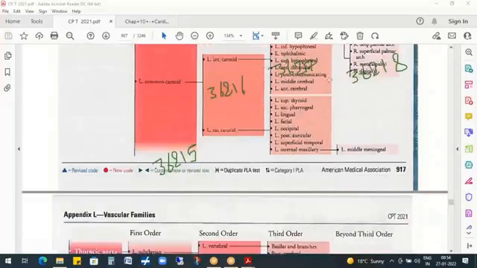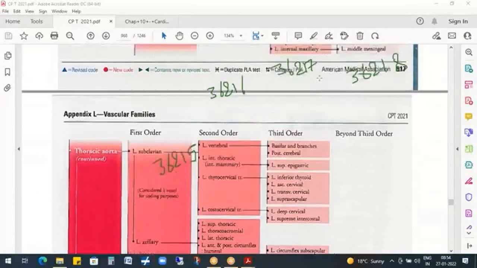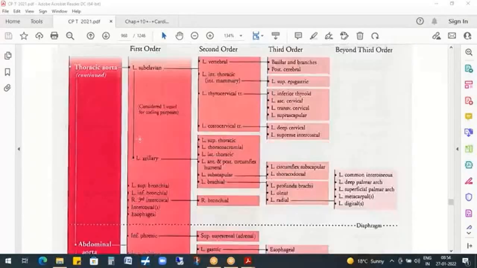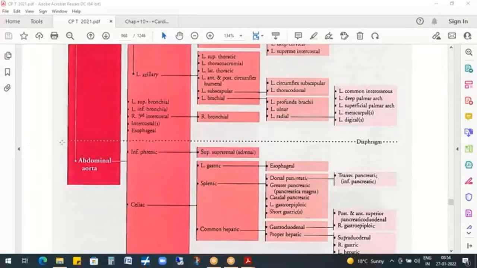Now come to page number 918. It's a continuation of that one. Can you see there is a dotted line with the diaphragm on page 918? That means above the diaphragm, as we know from discussing the cavities of the human body, the diaphragm separates the thoracic portion from the abdominal portion. Yes or no? Okay.